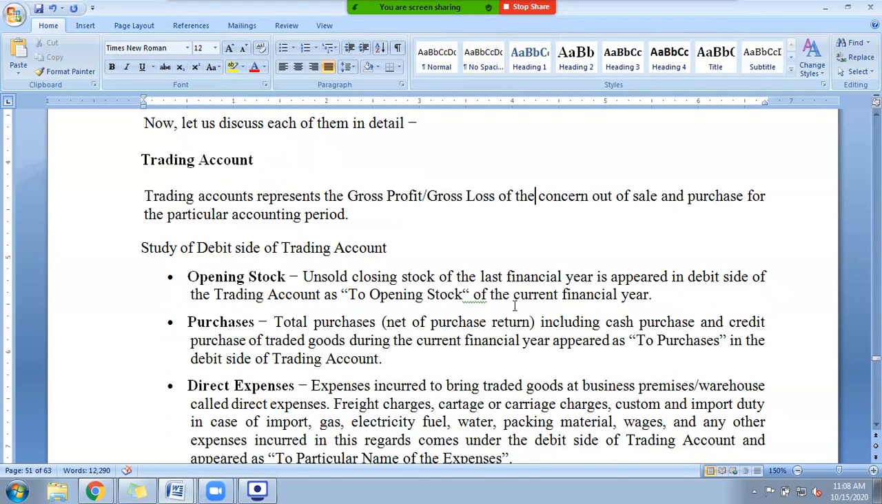Number one is opening stock. Opening stock refers to raw materials, work in progress, and finished goods put together. It's called stock. Stock refers to raw material, work in progress, and the finished goods. So raw material, you know, right? When you want to make sugar cane juice, sugar cane will be the raw material, correct?